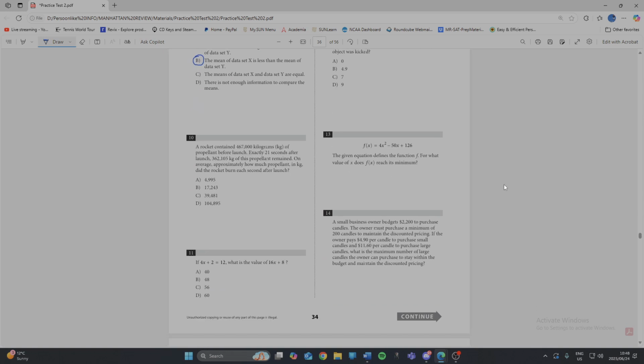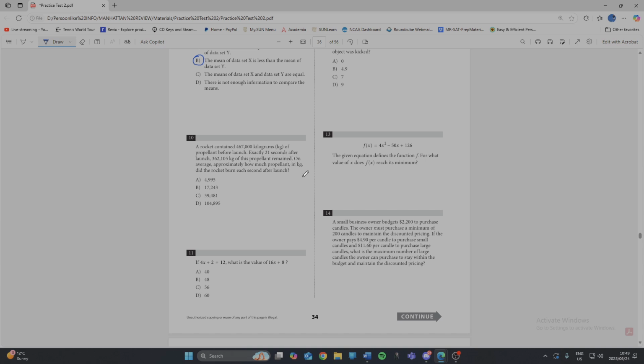Okay, it says a rocket contained 467,000 kilograms of propellant before launch. Exactly 21 seconds after launch, 362,105 kilograms of this propellant remained. On average, approximately how much propellant in kilograms did the rocket burn each second after launch? Okay, so we need to get the difference between 467,000 and 362,105 to get the total amount of propellant used in these 21 seconds.